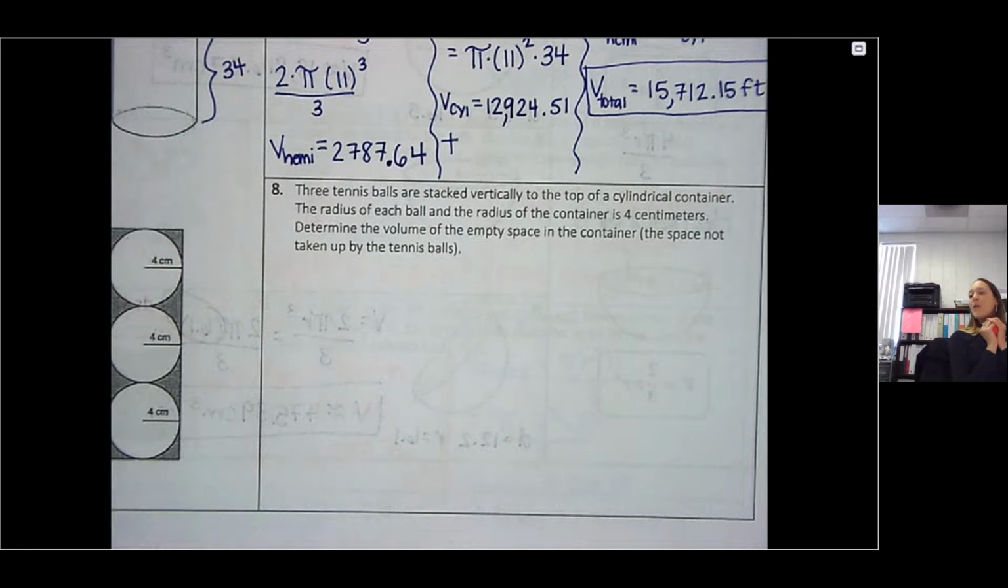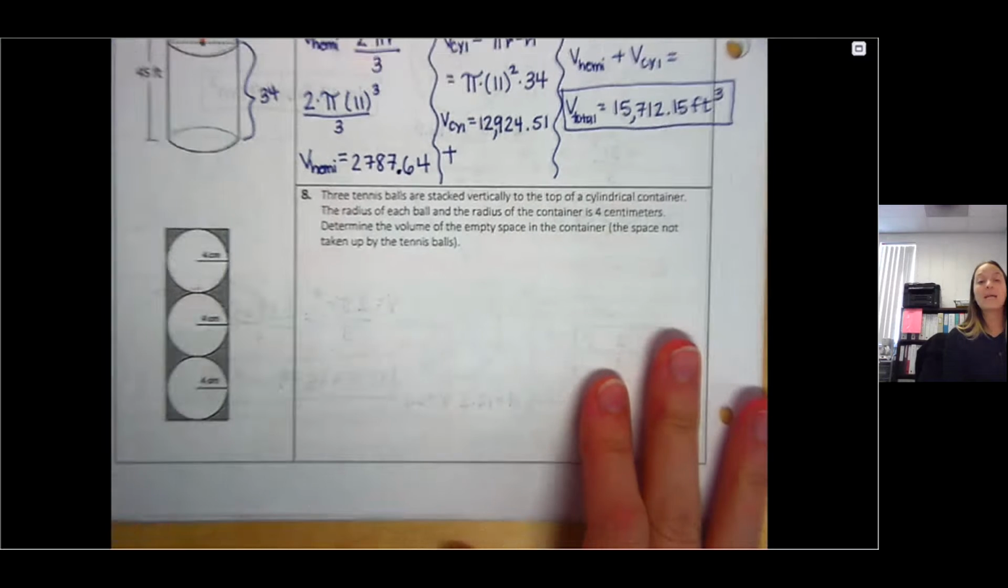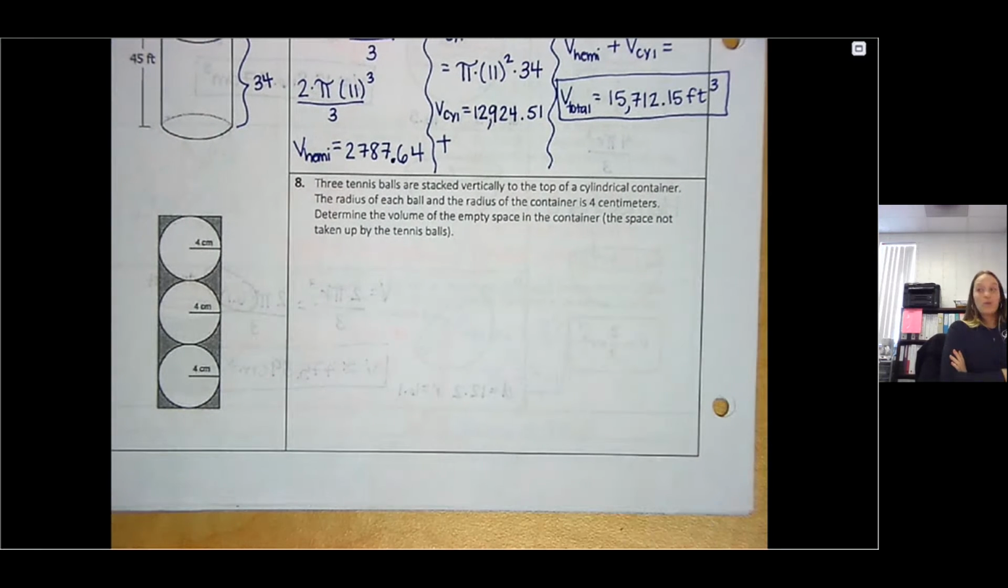All right, we've got one more question. We've got 8 minutes, so we're gonna breeze through. Last one. 3 tennis balls stacked vertically in a cylindrical container. The radius of each ball and the radius of the container is 4 centimeters.